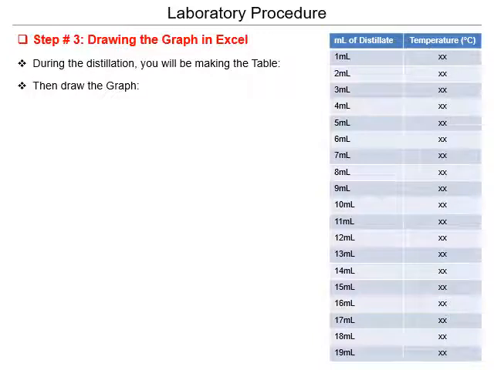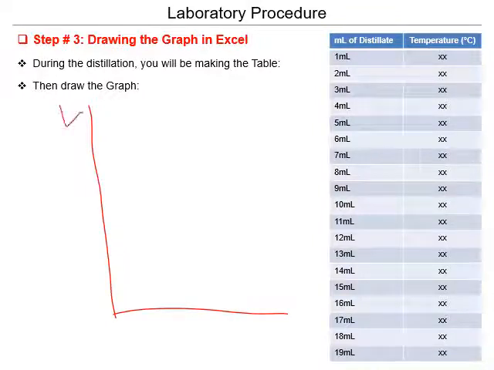The most important part of the experiment is the data collection. During the distillation, you will be making this table. You will capture the temperature as you're collecting the distillate. The distillate is the one that is coming out in the graduated cylinder. So think about what's happening, right? So let me draw sort of a graph. This would be the volume of the distillate, and this would be the temperature.